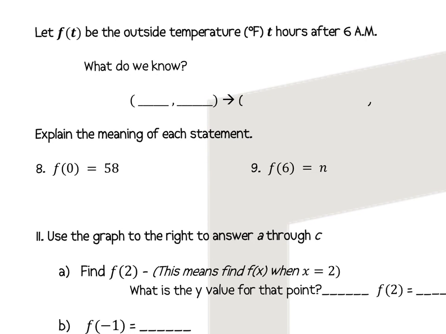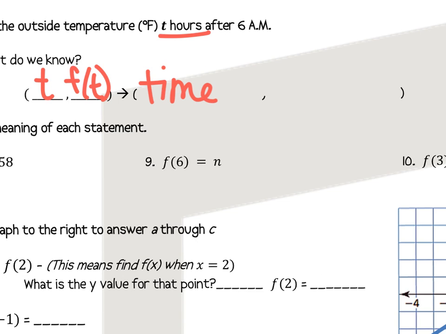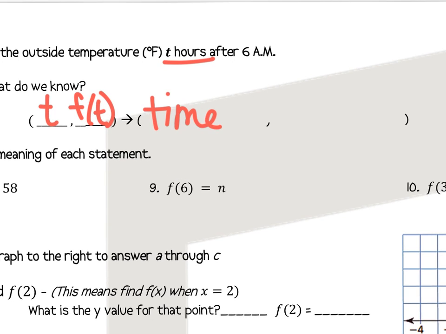It says, let f of t be the outside temperature, in degrees Fahrenheit, t hours after 6 a.m. So remember, what's in the parentheses is our x value. So that tells us that t is our x value. And then f of t is going to be our y value. T represents our time, because it said t hours. And then our y is going to represent our temperature. So our temperature is our y values.